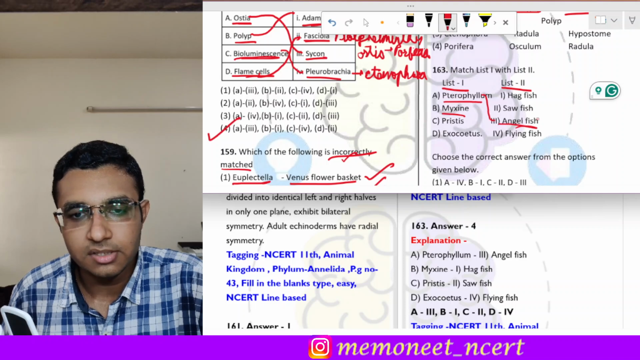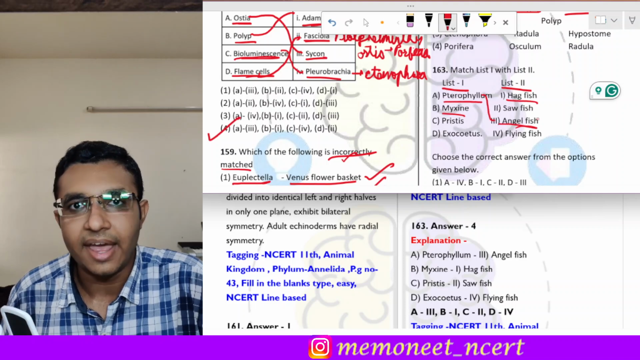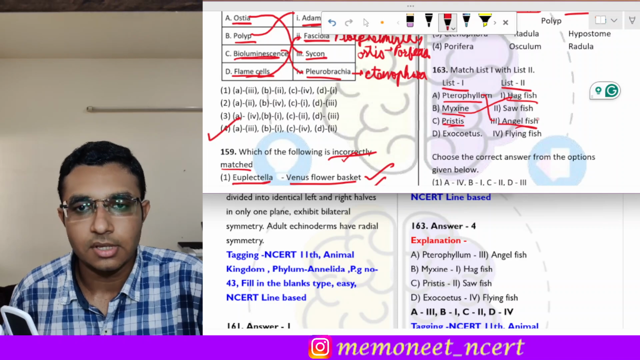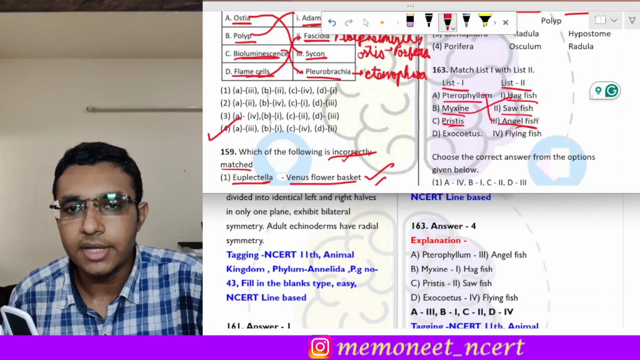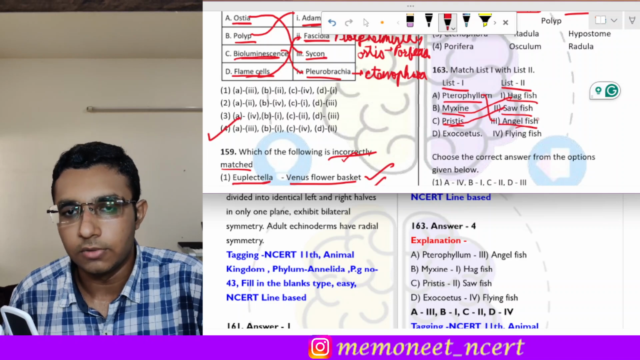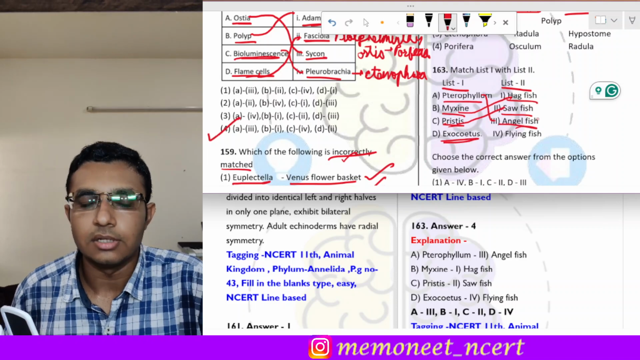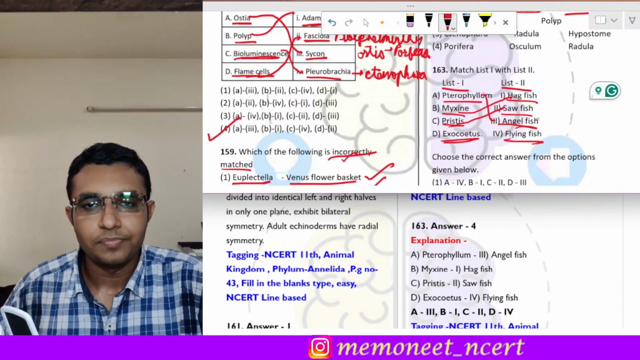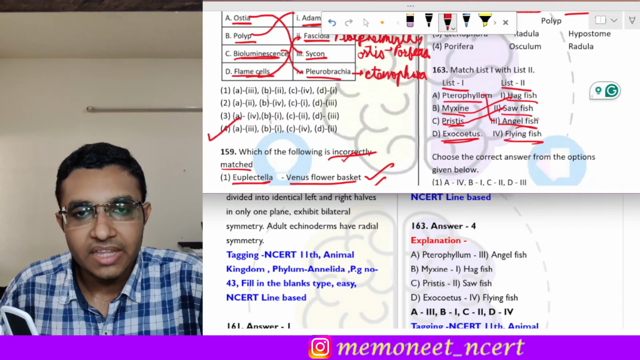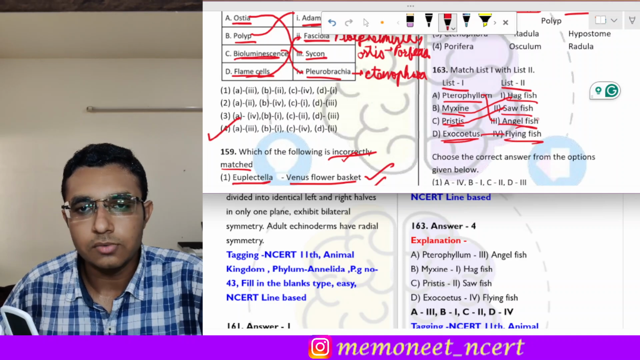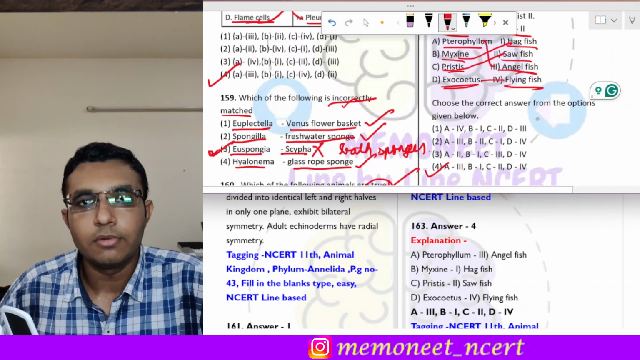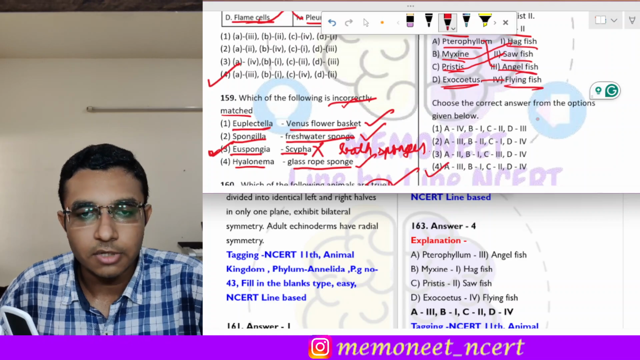Then Myxine, so Myxine is also called hagfish, so B goes with 1. Then C is Pristis, so Pristis is also called sawfish, so C will go with 2. And D is Exocoetus. The other name for Exocoetus is flying fish. Okay, so A goes with 3, B goes with 1, C goes with 2, and D goes with 4. So which is the correct option showing this? It is option 4. So the correct answer of this question will be option 4.